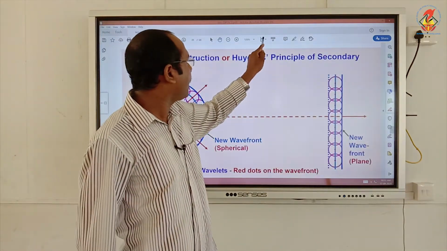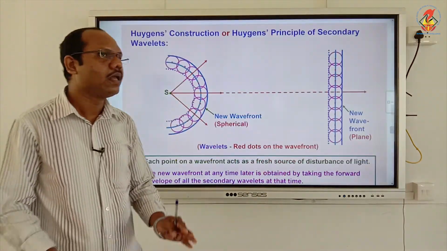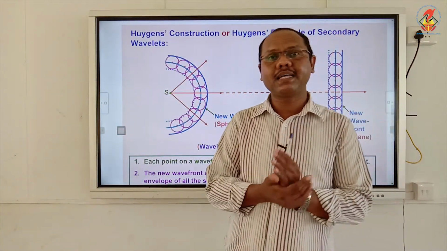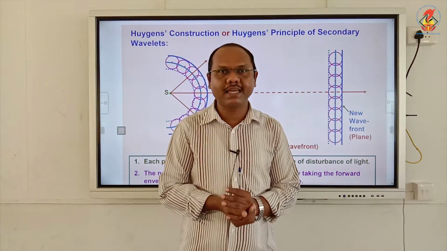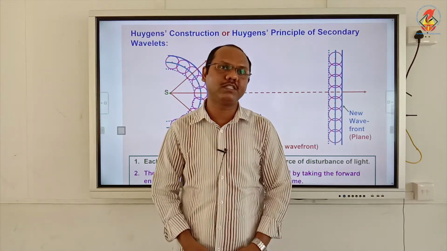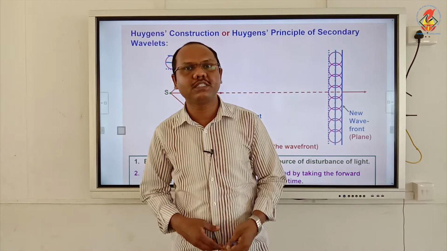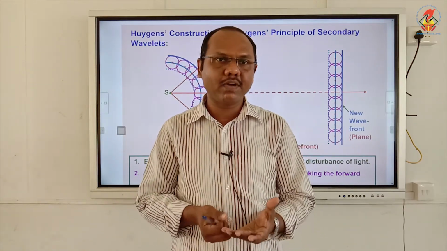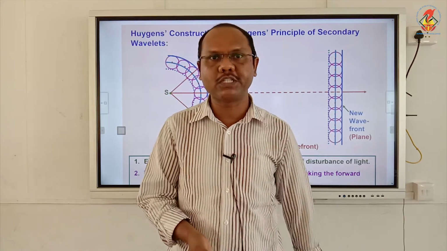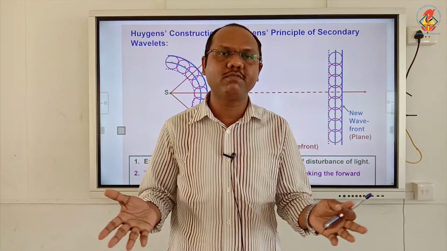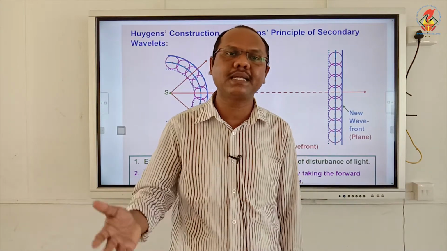Now let us see Huygens principle. What is Huygens principle? Christian Huygens, his name is Christian Huygens. He is the person who found the wave nature of light. First he thought that light is a mechanical wave. It requires a medium for its propagation. But later on, it was found that light doesn't require a medium for its propagation. So he said light is a transverse wave.